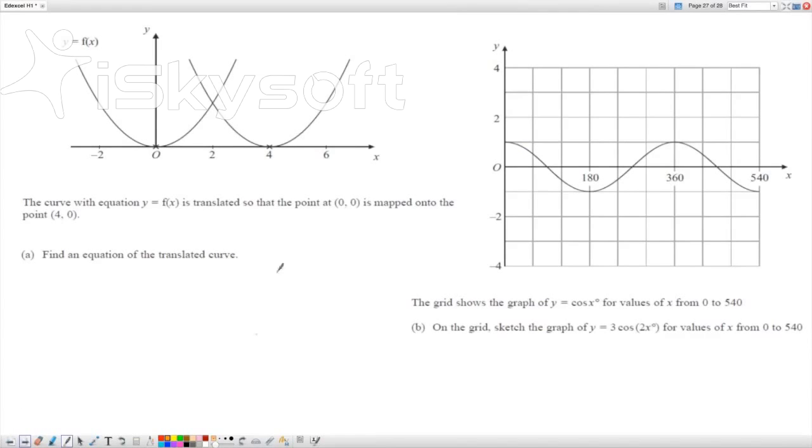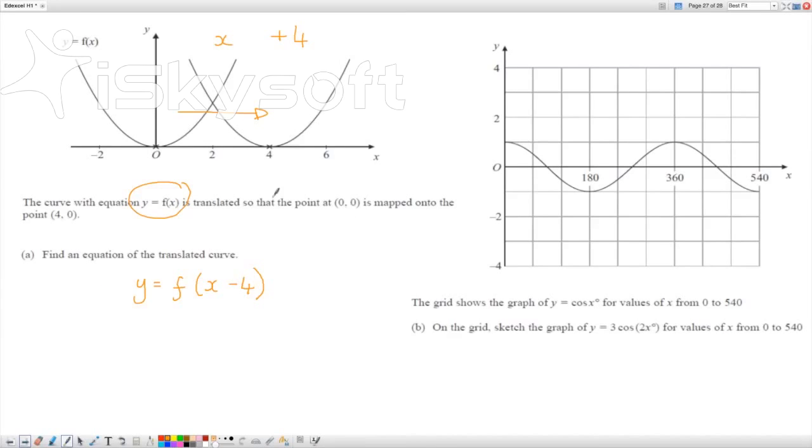In this question, we're shown a curve with equation y equals f(x), and then told it's translated, and the point 0, 0 is mapped onto 4, 0. So what's happened is the graph has gone in this direction, a horizontal shift, an x shift of +4. So this means that the function has changed inside the bracket, and it's the opposite. If it's shifted in this direction, a horizontal shift along the x-axis of +4, this is represented inside the bracket, alongside the x, of a -4. So this here is the equation of the translated curve.